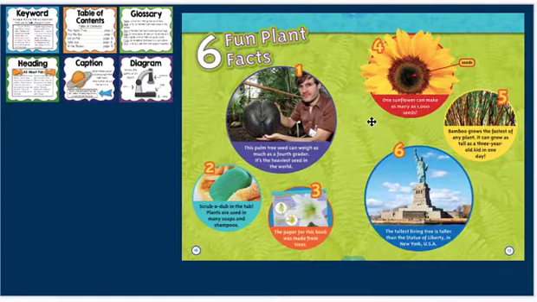Number 4. One sunflower can make as many as 1,000 seeds. And here is a label, seeds, and it's pointing to where the seeds are in this diagram. Number 5. Bamboo grows the fastest of any plant. It can grow as tall as a 3-year-old kid in 1 day. And number 6, the tallest living tree is taller than the Statue of Liberty in New York City.